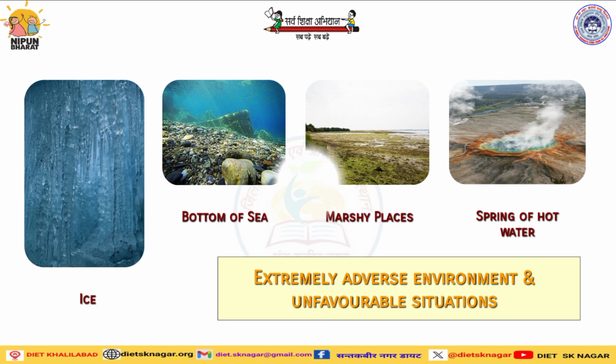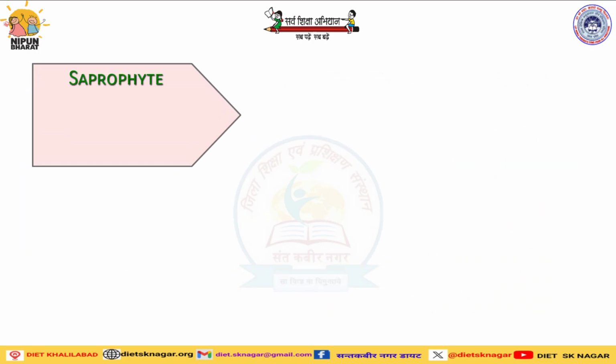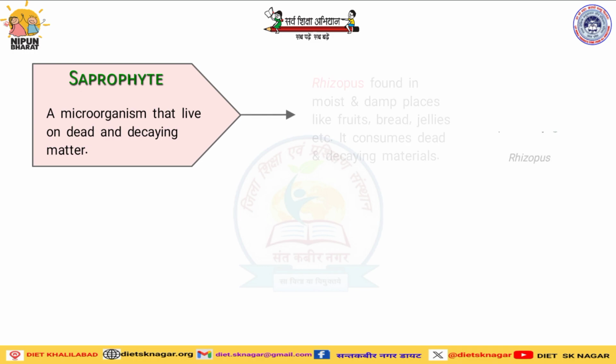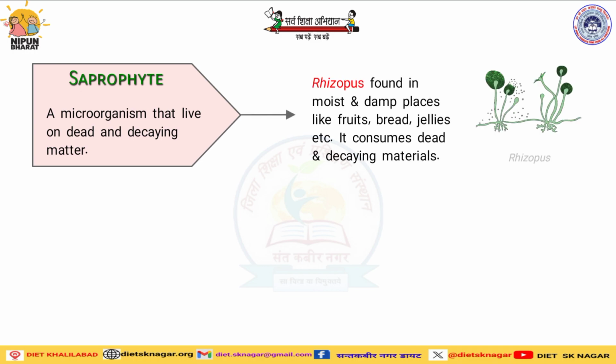Students, some microorganisms live on dead and decaying matter called saprophyte, like Rhizopus. Rhizopus is found in moist and damp places like fruits, bread, jellies, etc. It consumes dead and decaying materials. That's why it is a saprophyte.